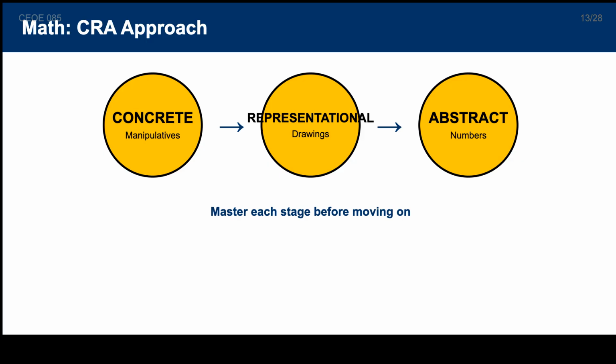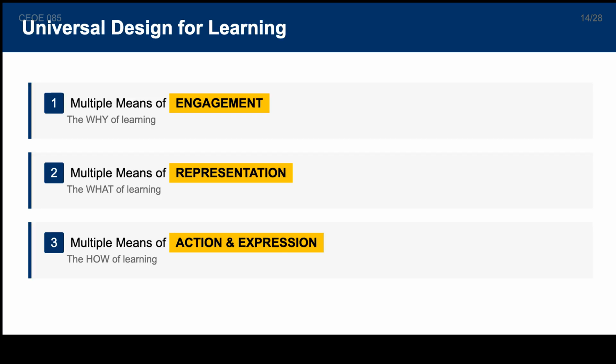Universal Design for Learning, UDL, is about proactively designing instruction for all learners from the start. 3 principles. Multiple means of engagement. That's the why of learning, motivation and interest. Multiple means of representation. The what, presenting information in different ways. Multiple means of action and expression. The how, letting students demonstrate learning in different ways. UDL removes barriers before they become problems.